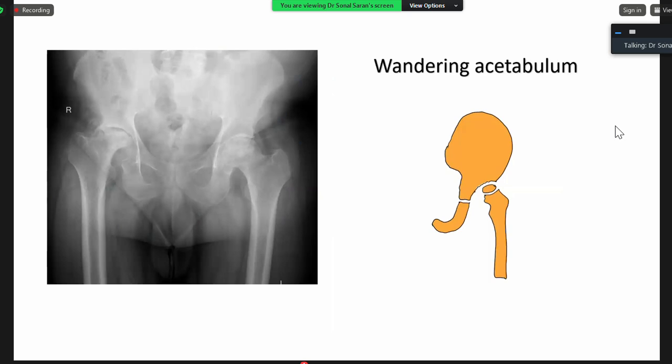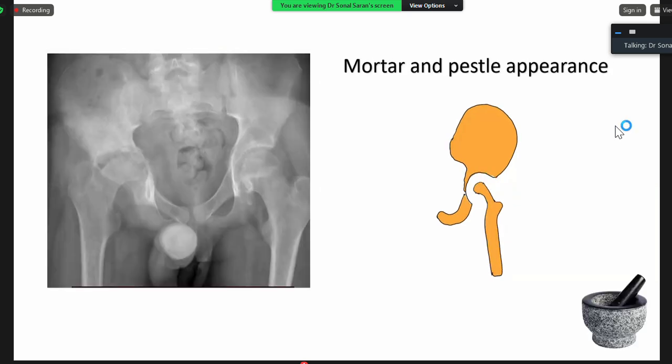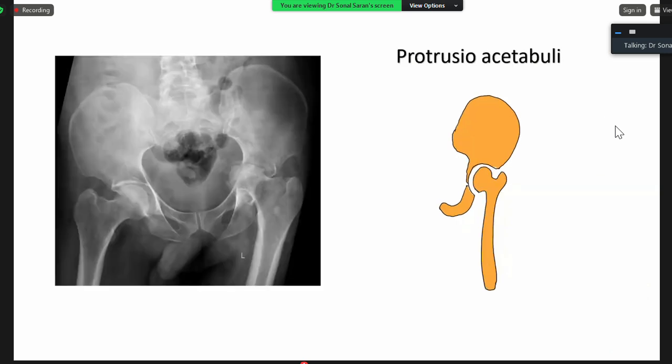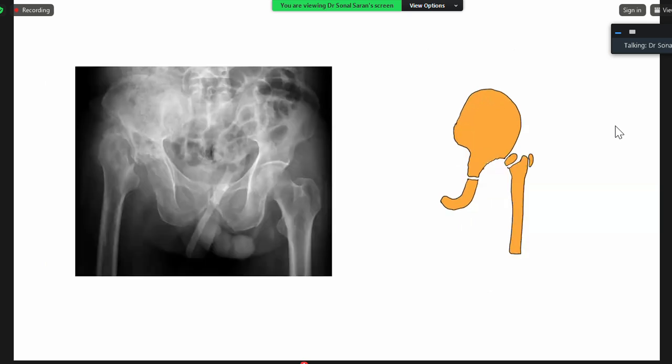So when we talk about TB hip, we have certain signs like wandering acetabulum, where the acetabulum gets widened and the head of the femur dislocates or subluxates superolaterally, and mortar and pestle appearance, in which there is destruction of the head of the femur and widening of the acetabulum, which gives this appearance. Then we have protrusio acetabuli, in which the head of the femur shifts centrally, and sometimes we have complete dislocation of the femoral head as well.